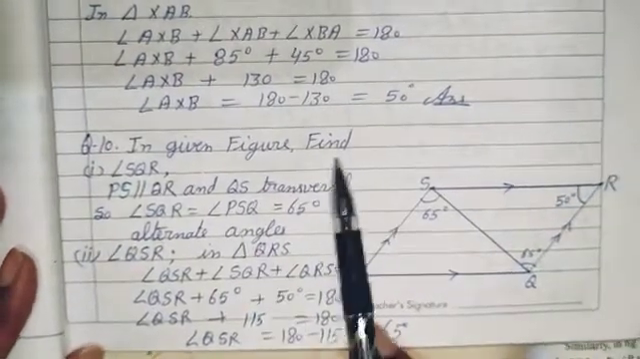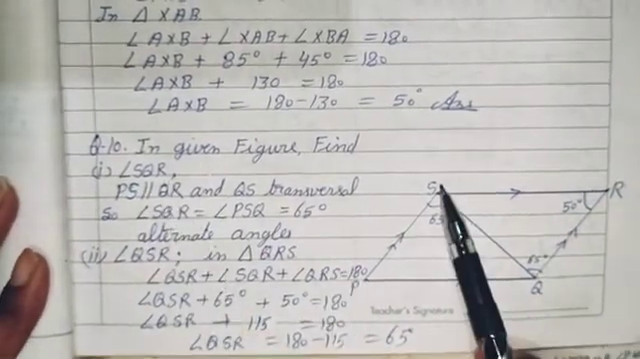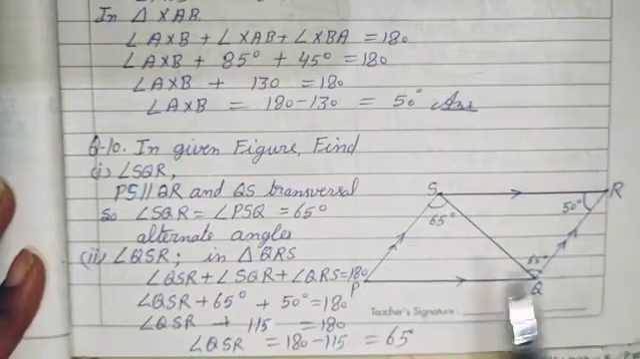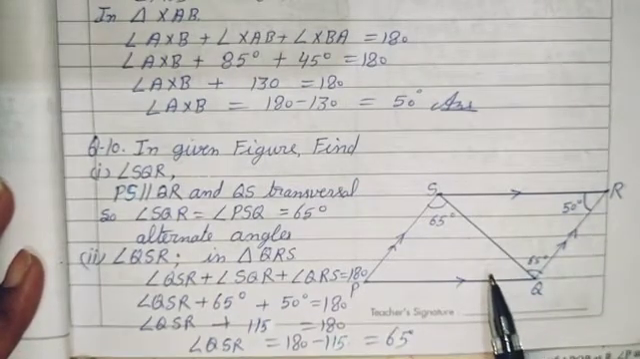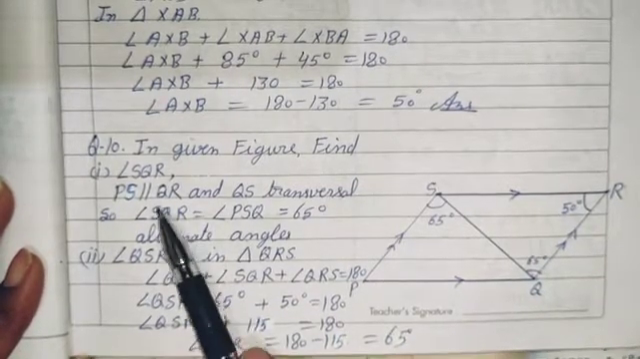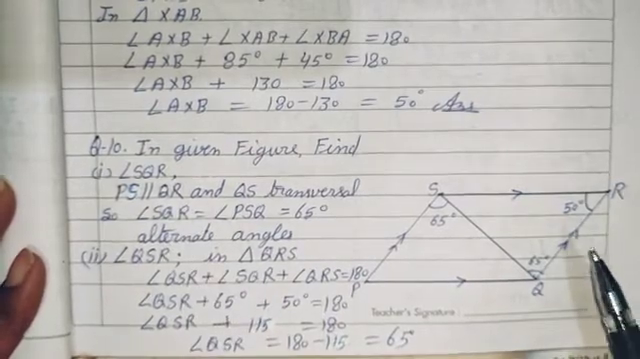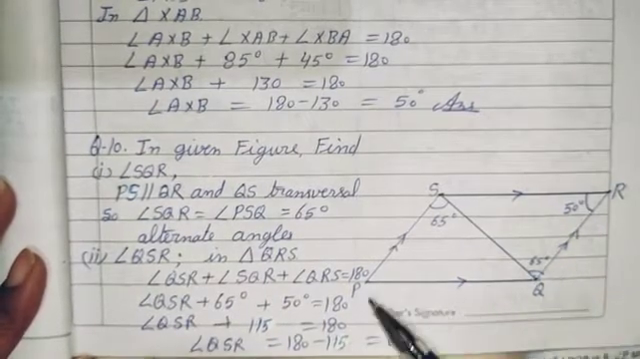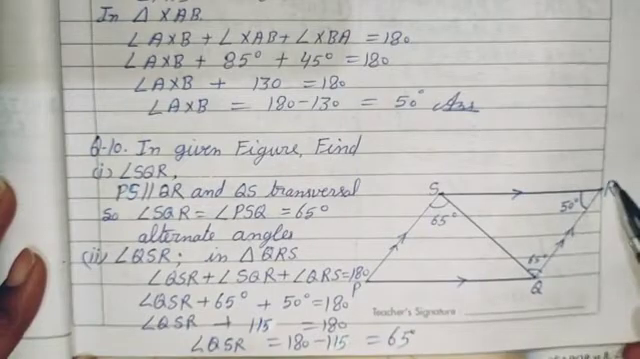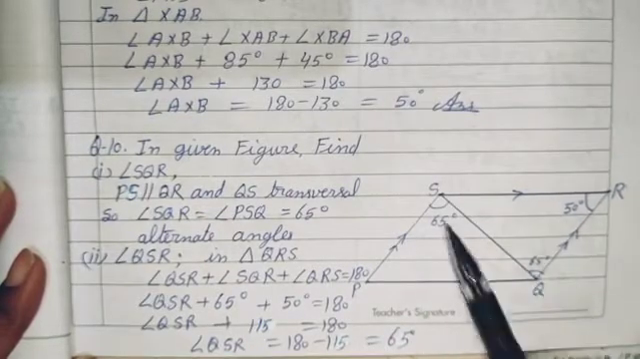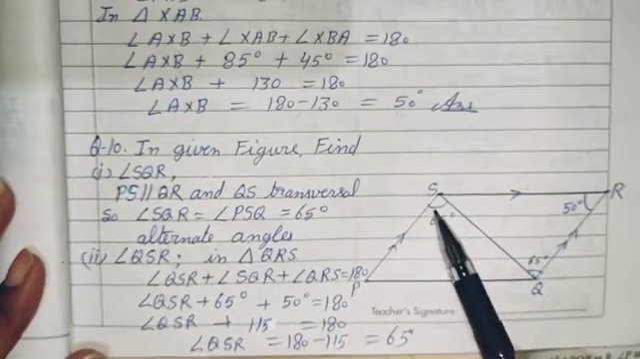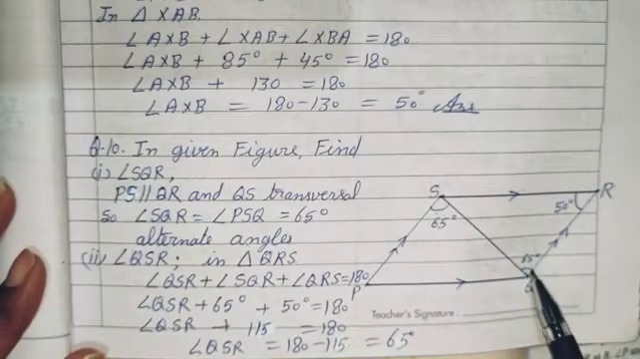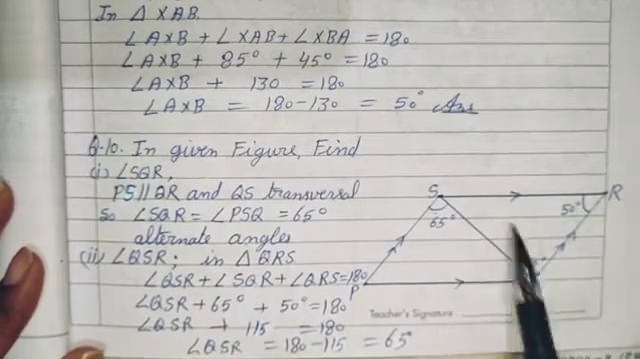Question number 10. In the given figure, find SQR. Since PS is parallel to QR, and this is the transversal, this angle is given as 65 degrees. So this angle will be equal to 65 degrees. Alternate angles are forming here.